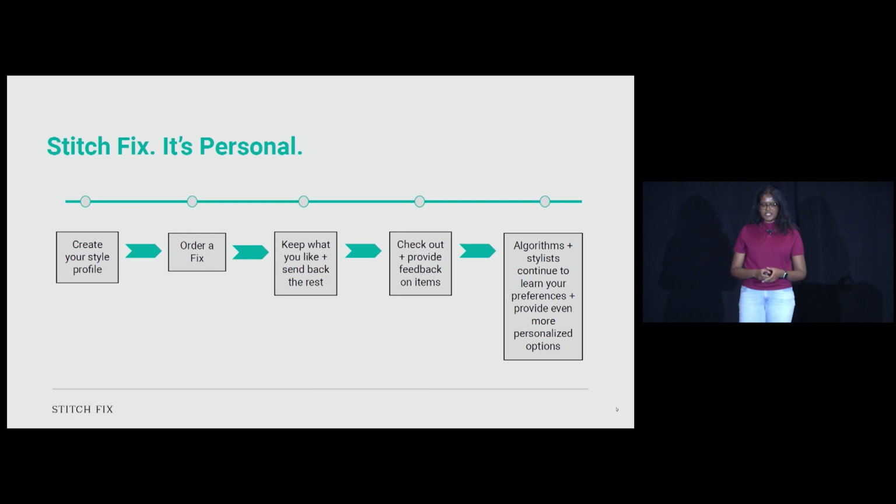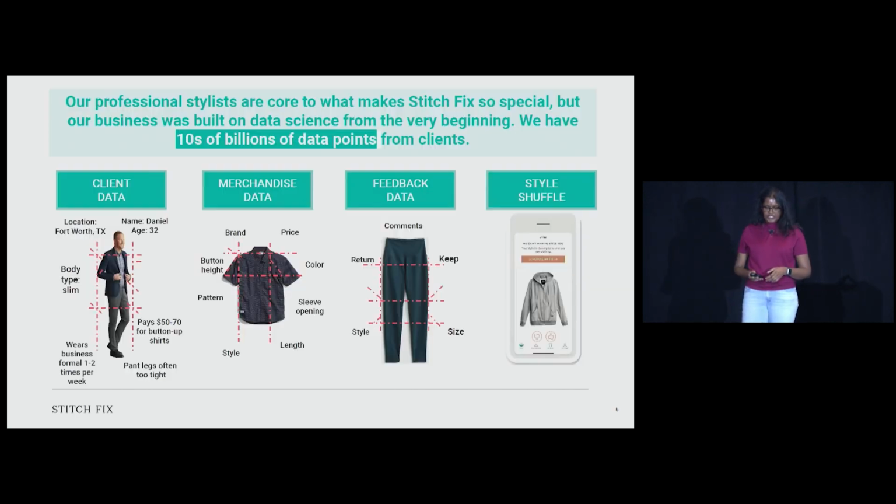As part of checkout, we ask for feedback on all the items that they did keep and return. So as you can see, there are multiple touch points where we are collecting data from each of our users from the very beginning of their journey with us. And we use this data in our algorithms to optimize what is being shown to our stylists, who are actually picking each item that goes into a fix for our users. So let's dive into what kind of data we are getting from our users.